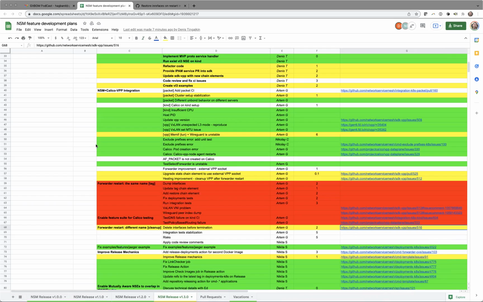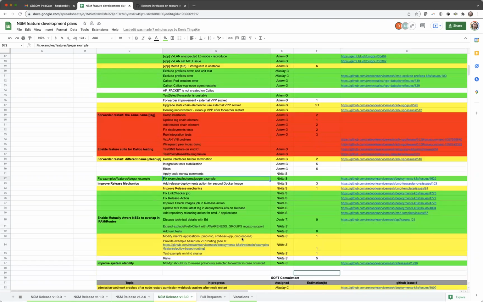Let's see. All right. And then, all right, so we got the Jaeger example. So now we're down into the stuff that Nikita is working on. So the Jaeger example stuff, I presume that's been working for a while now, if I recall. Yep. Cool.